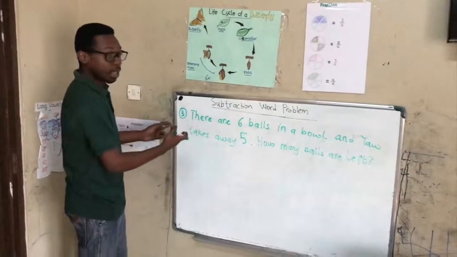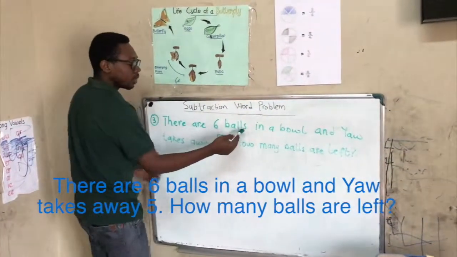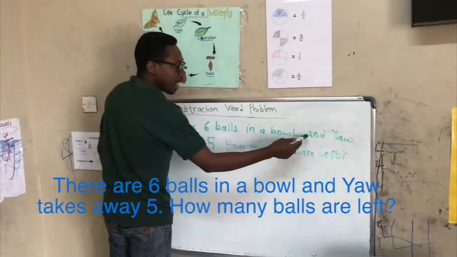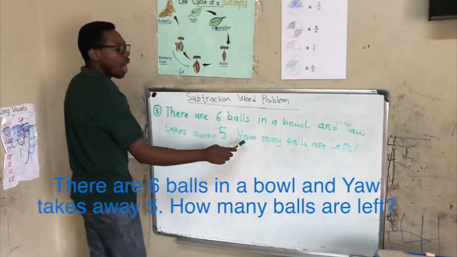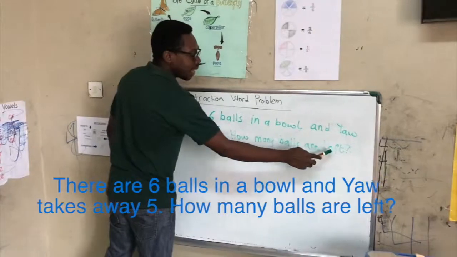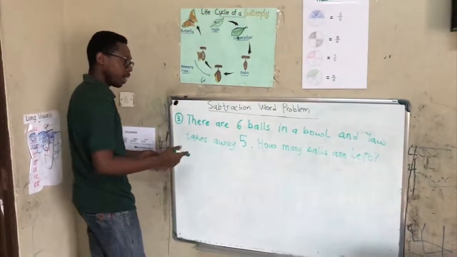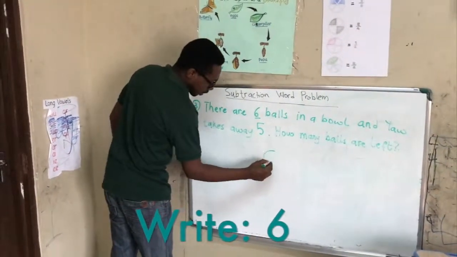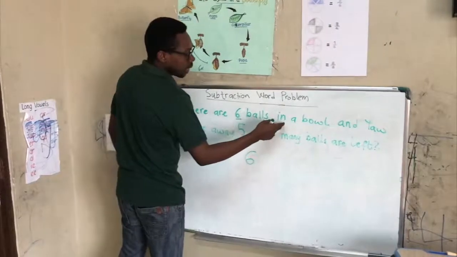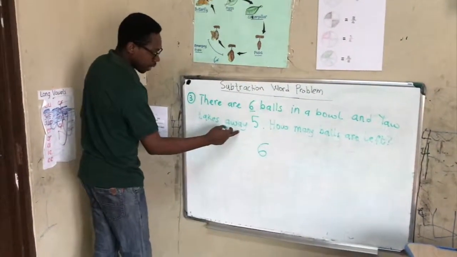Great job. Okay, so this is our third question. And it goes, there are 6 balls in a bowl, and Yao takes away 5. How many balls are left? So we start again. We're looking for our first number. First number is 6. So we write 6 balls in a bowl, and Yao takes away.